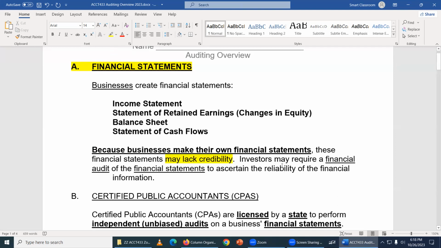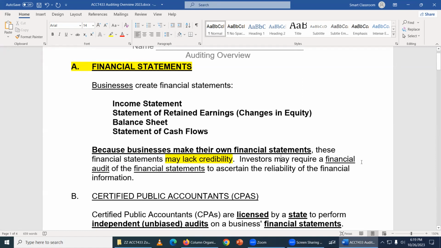So that is the whole reason behind financial statement audits: the idea that the company that makes their financial statements lacks credibility by itself. It's somebody reporting on their own business, their own actions, their own management, and all that kind of stuff. So this is where auditors come in.